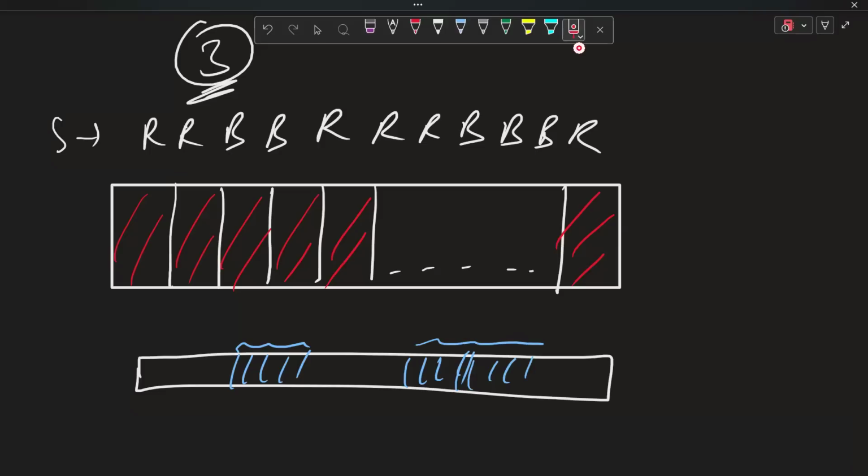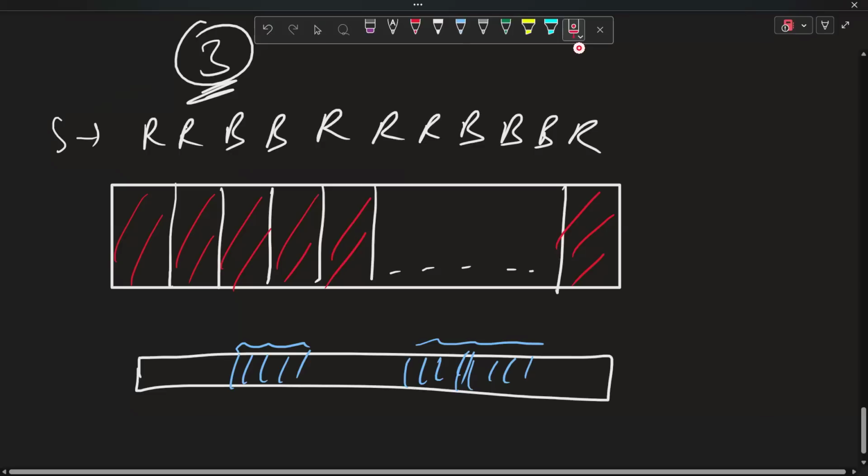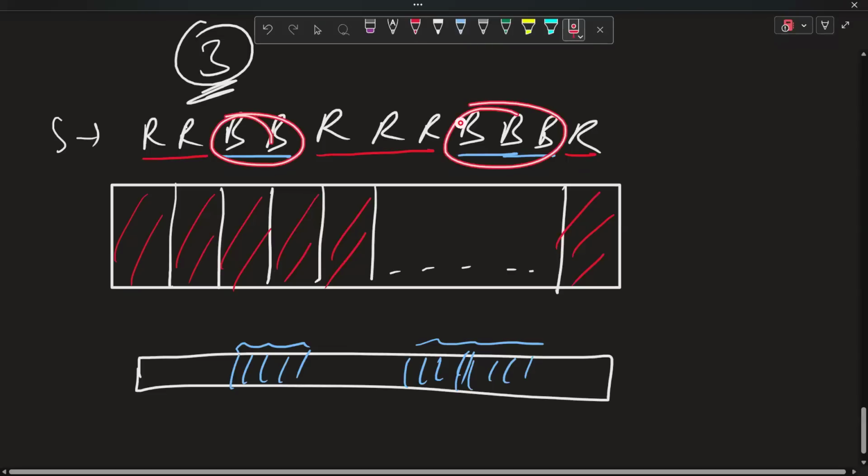So basically, whatever string you are given, the minimum number of steps needed to paint it all blue would be just to see how many groups of blue you have. Here, all red, red, red. Then you have two blues. Then red, red, red. Then you have two blues, three blues, and then red. So here we have one group of blue, and here we have one group of blue.